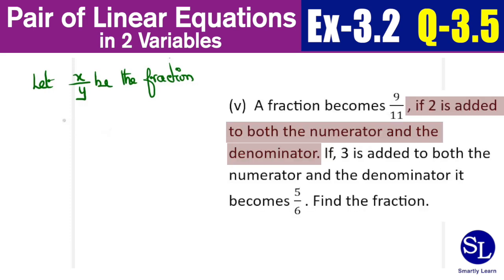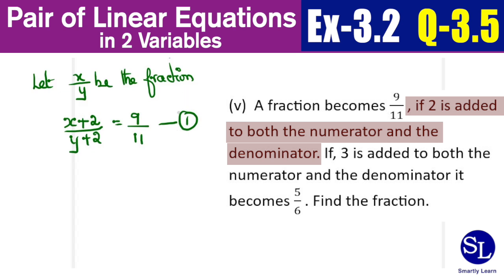When 2 is added to both the numerator and denominator, which means x plus 2 and the bottom becomes y plus 2, the fraction is equal to 9 by 11. So I'm going to give an equation number for this. We'll come back and rearrange it later.